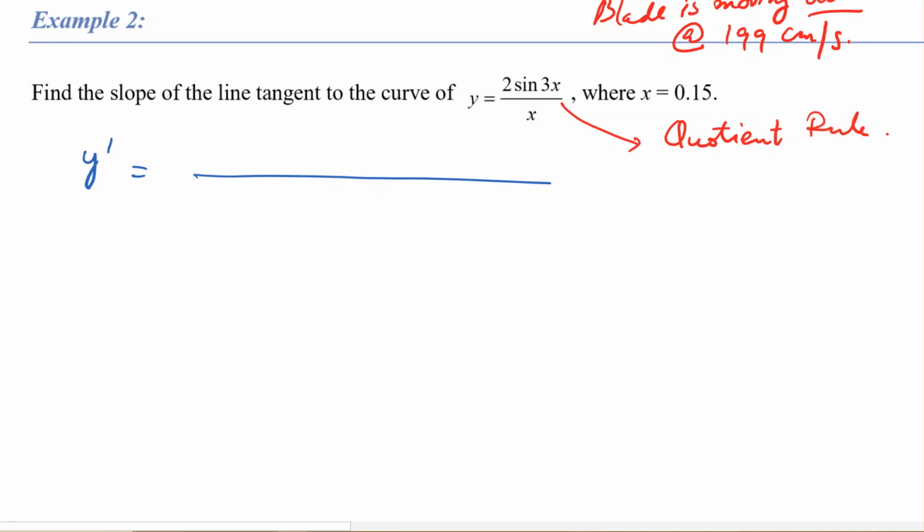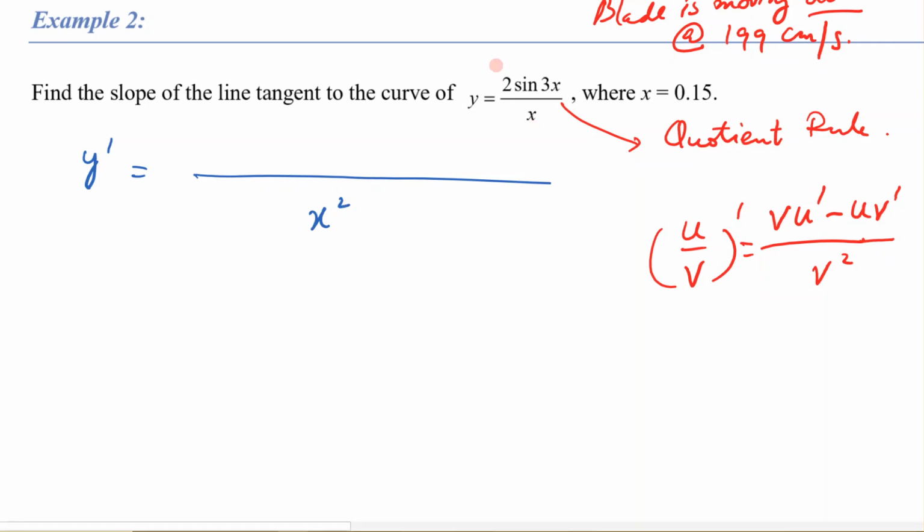And if you don't remember the quotient rule, we can call whatever is on the top high and whatever is in the denominator low. So low d high minus high d low, where d means derivative, over the square of what's below. So in this case, we have x square below, and our u is on the top and our v is on the bottom.